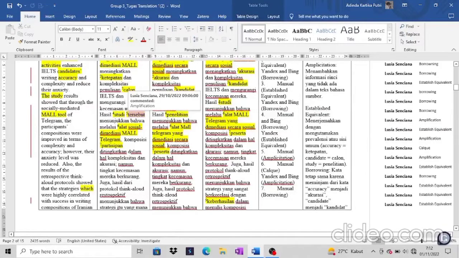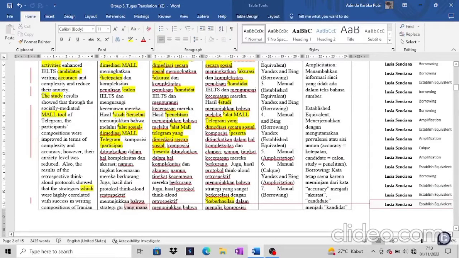Okay, the fifth is the word "tersebut." And in the manual is using amplification. Add detailed information that is not in the source language text. Kata "tersebut."